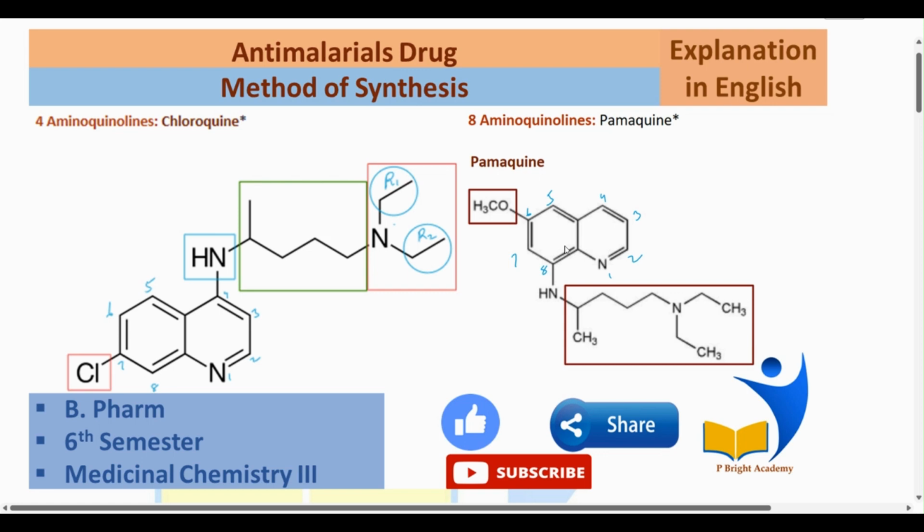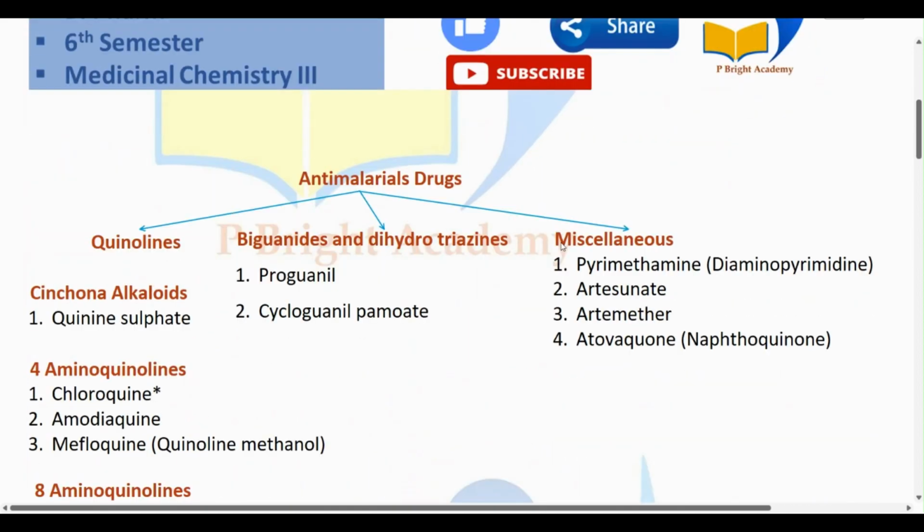In today's session, we'll be discussing methods of synthesis of two anti-malarial drugs. One is chloroquine, and the second one is pamaquine. So this will be the last session of anti-malarial drugs of medicinal chemistry 3. So we'll go to the topic.